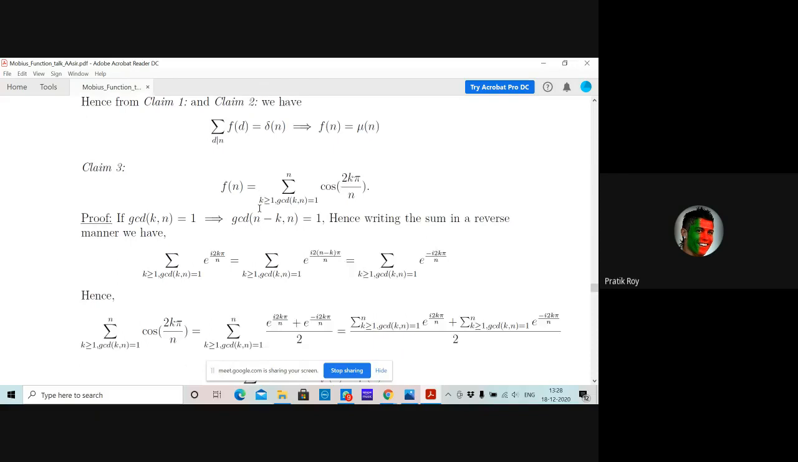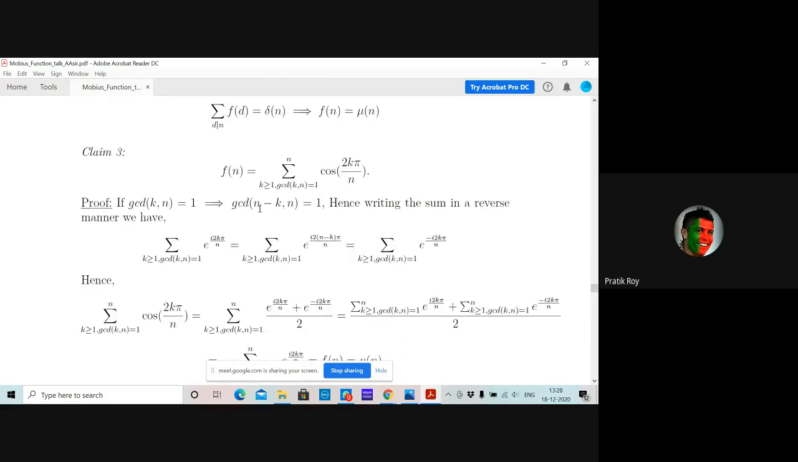Now going to claim 3, or the final step of our proof. It starts with a simple observation. We say that if the GCD of k and n is 1, then the GCD of n minus k and n will also be 1.